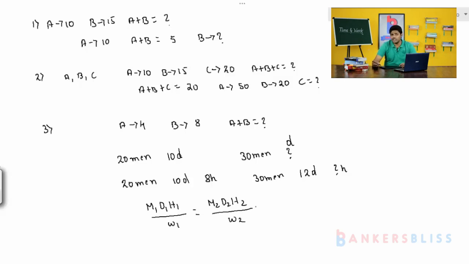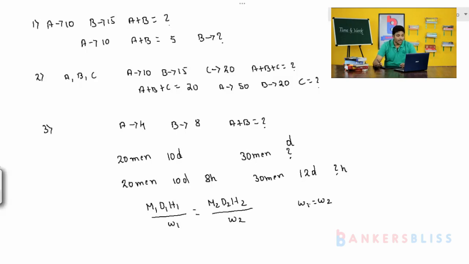In so many cases, both of them are going to do the same work. Meaning 20 men 10 days, okay, they are going to do the work. 30 men how many days? They are also going to do the same work. In that case, W1 is equal to W2.